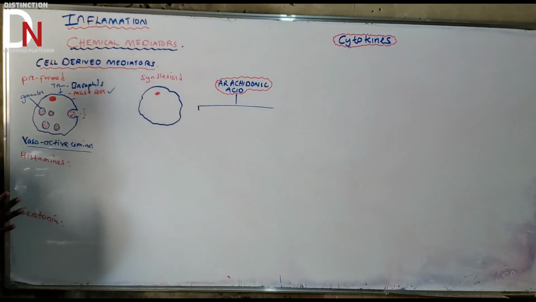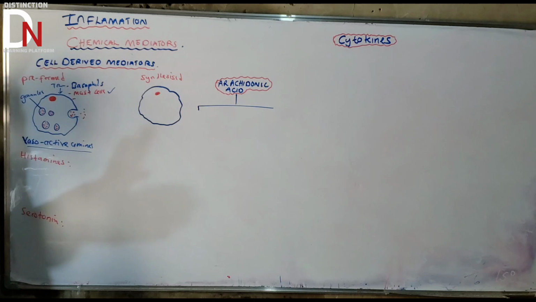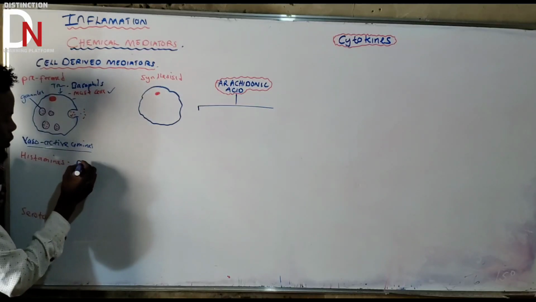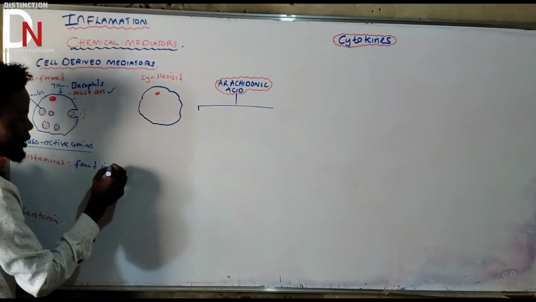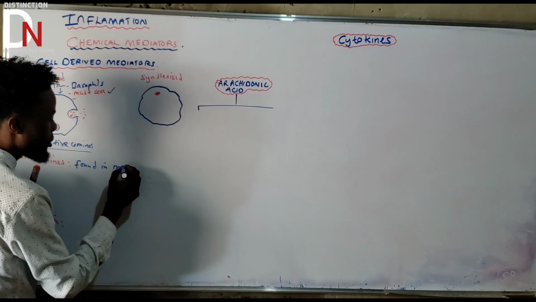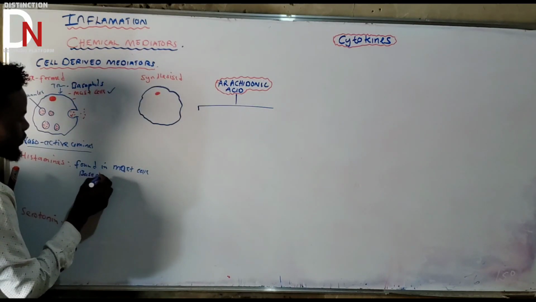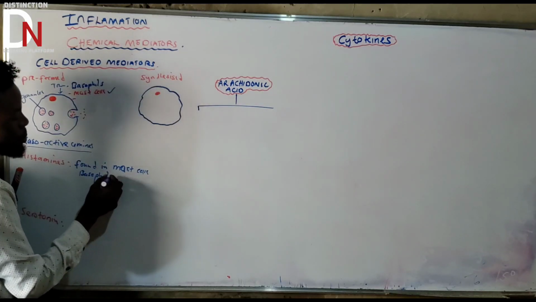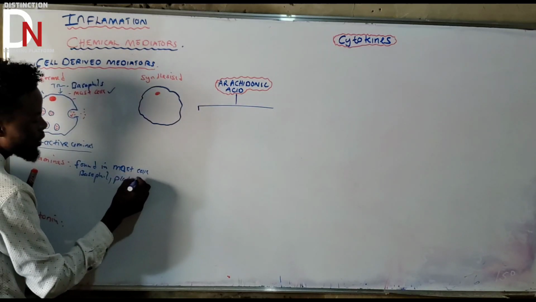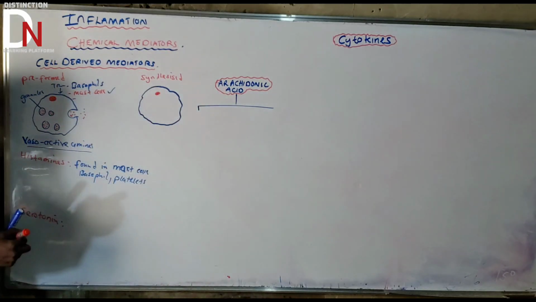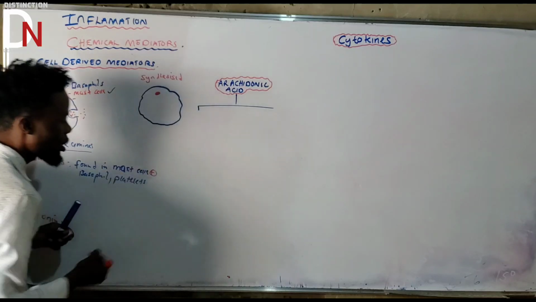So now, since we know about that, what is the function of this histamine? Where can you find it? Found in mast cells, that is what we said. But you can also find it in basophils, also platelets, and endothelial cells. But the majority, I'm emphasizing this mast cell.